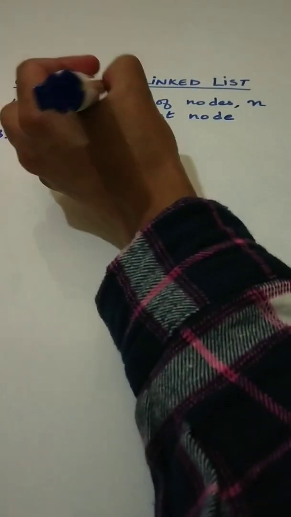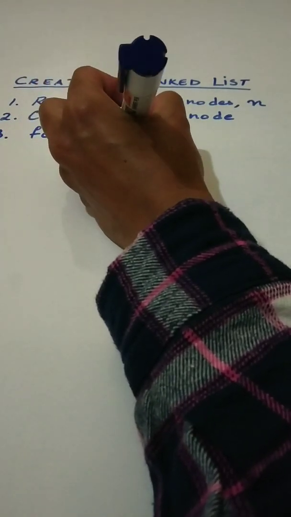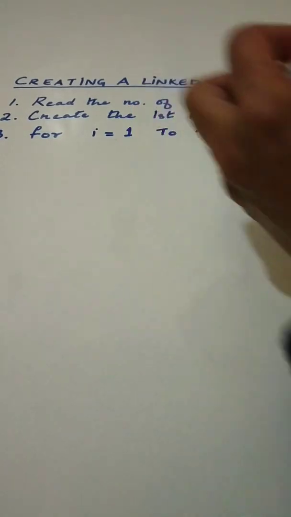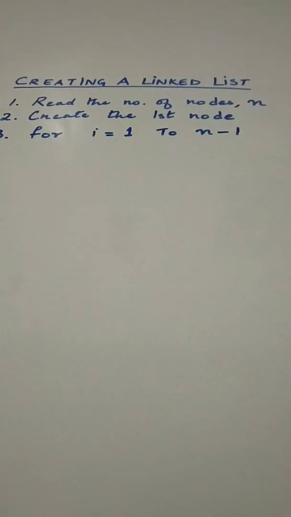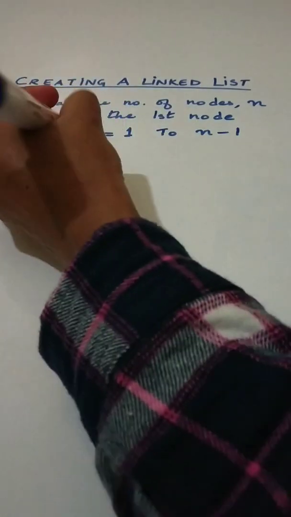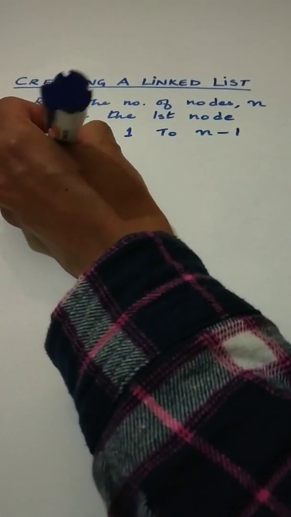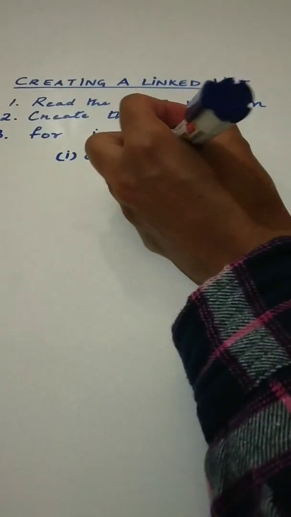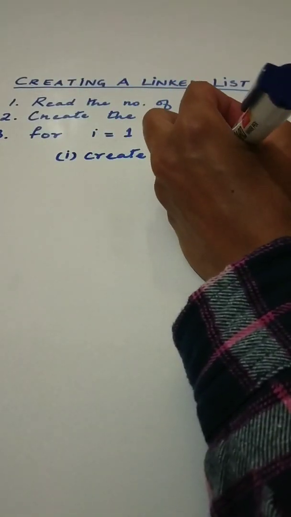So I will say for i equal to 1 to n minus 1. So I go in a loop and I keep on creating nodes. How many nodes? n minus 1 nodes. Why? Because one of the nodes has already been created, so it comes to a total of n nodes. Now in this loop, what do I do? The first step in this loop is I create a node.